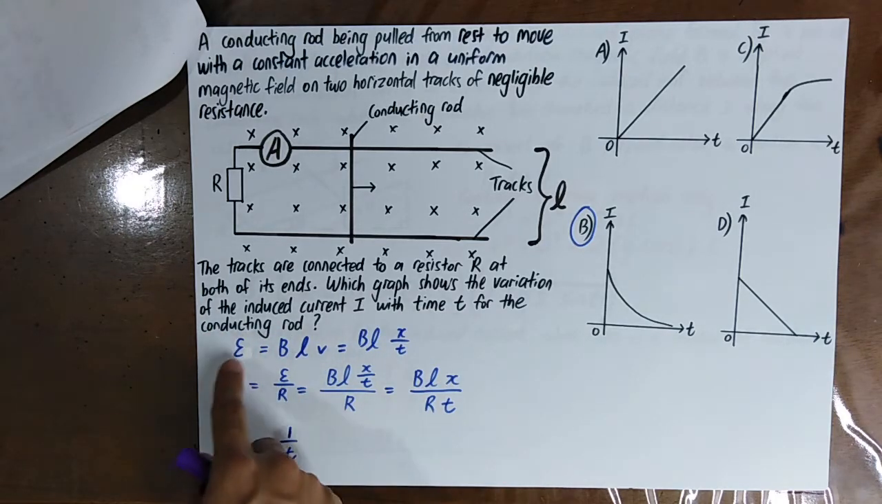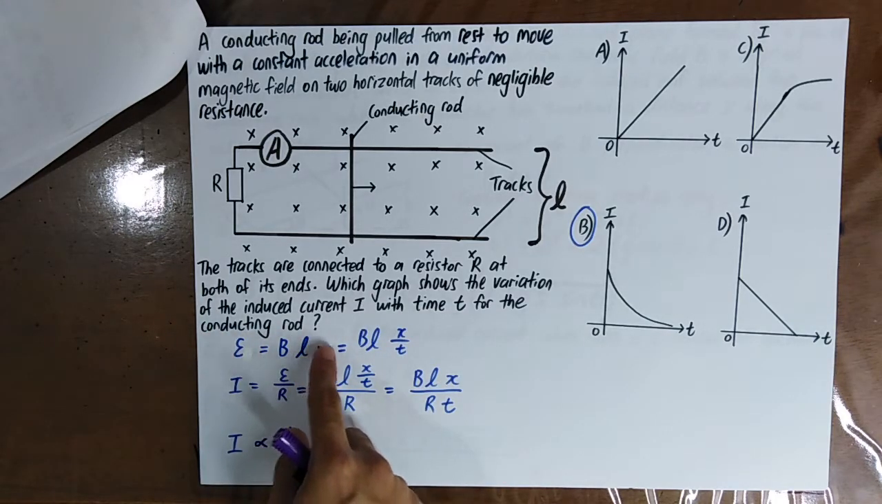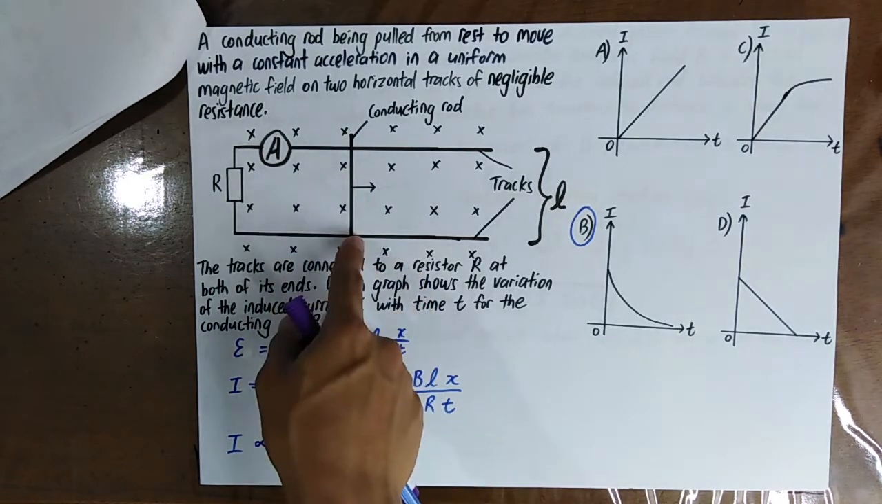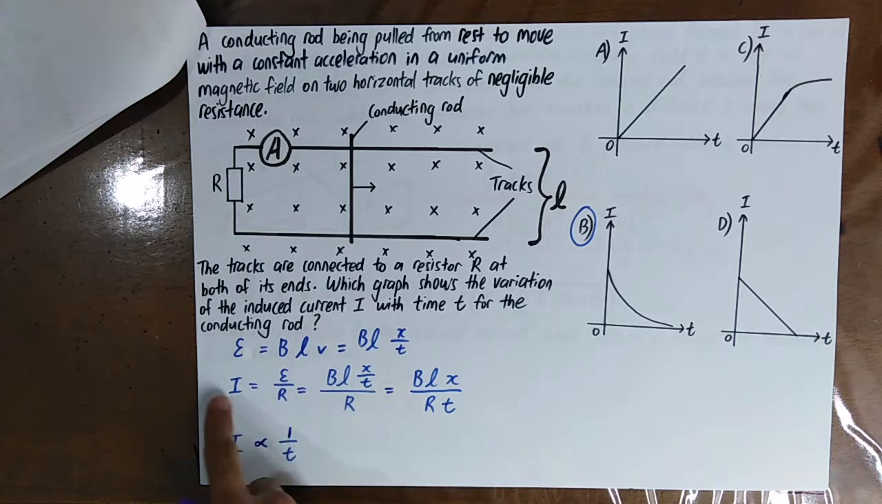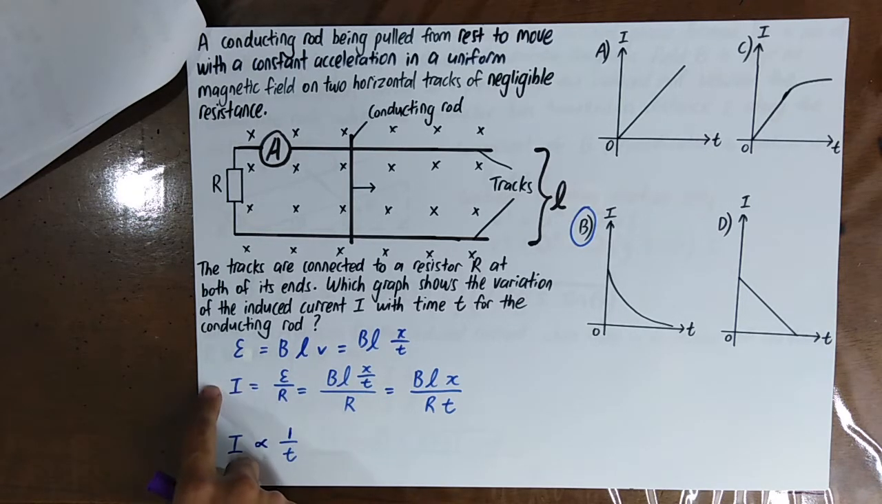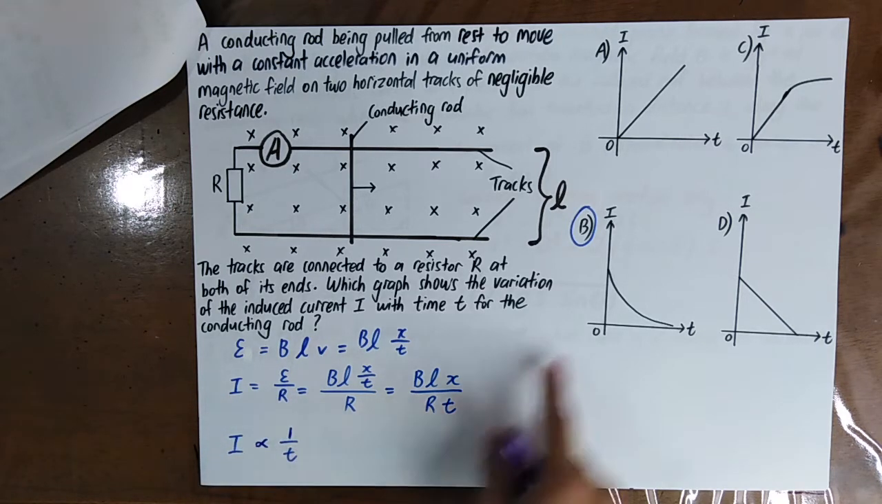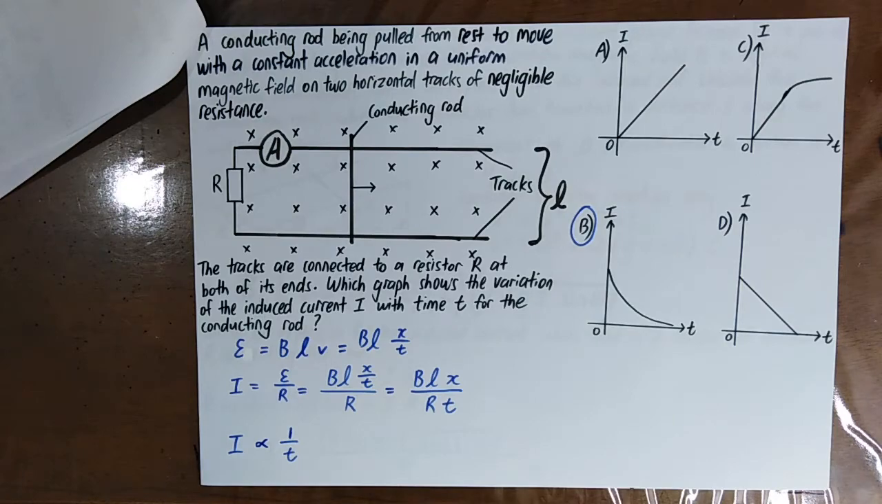The induced EMF is equal to BLV, where V is the velocity of the conducting rod. Velocity is equal to displacement over time. The induced EMF divided by the resistance is equal to the induced current. So the induced current is inversely proportional to time. So this is the correct answer.